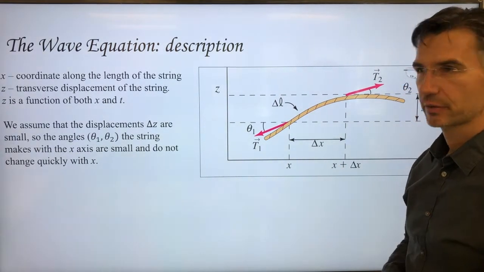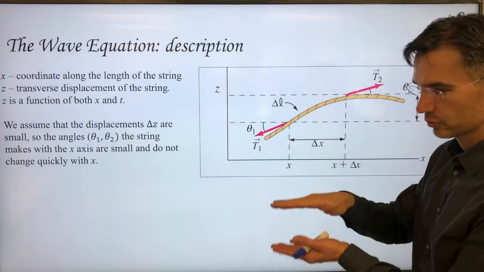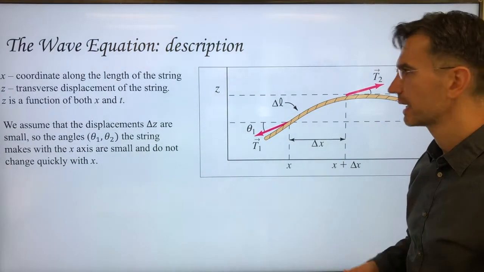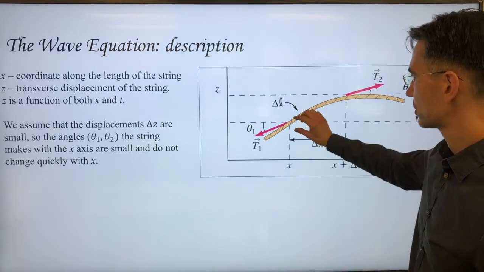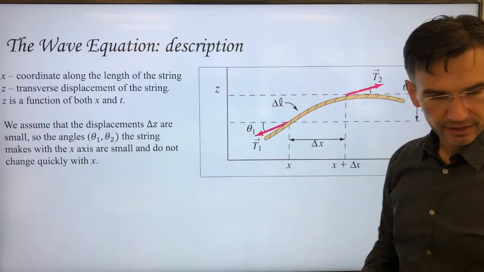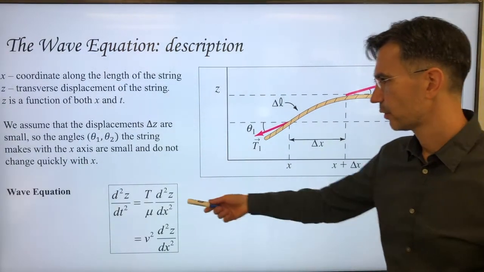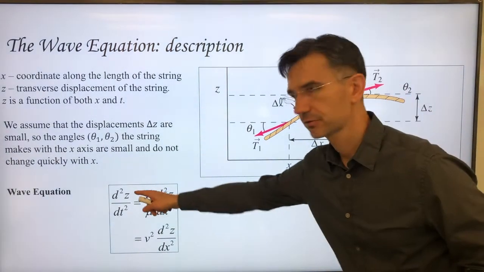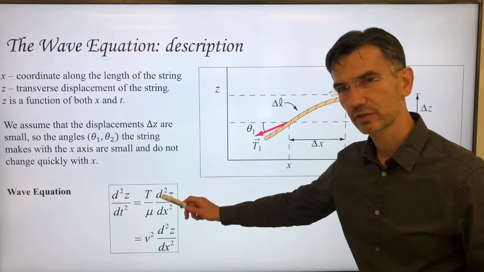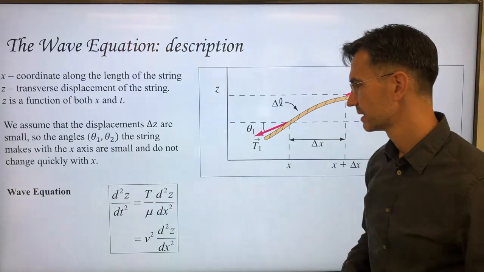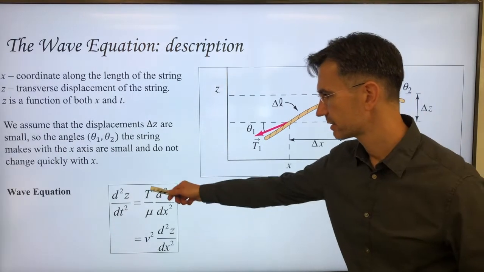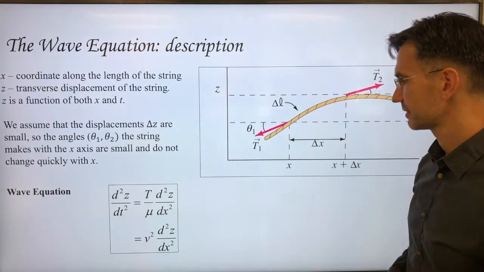And the assumption in the wave equation is that the displacement in z, the actual oscillation, is fairly small. So these angles are small, so we can use things like the small angle approximation. And they also do not change very quickly with x. So then the wave equation itself has this form. The second derivative of z with respect to time equals the ratio of T over mu, where T is the tension in the string and mu is the linear mass density of the string, times the second derivative of the vertical displacement with respect to x. And we'll also see that T over mu is actually the square of the transverse velocity of the wave.